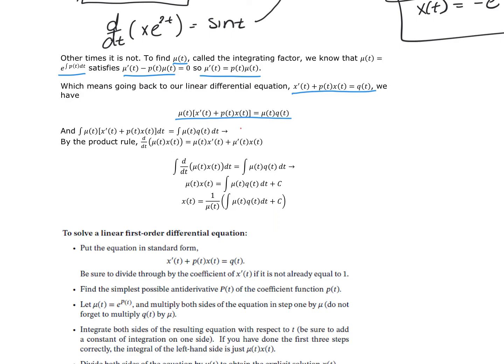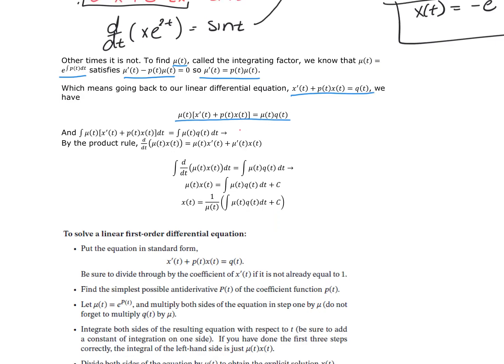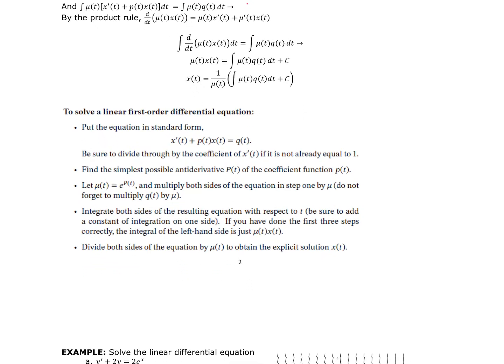So, the first thing we want to do to solve linear first-order differential equations, provided it's not homogeneous, is to put it in standard form. So here it is in standard form. Now we want to make sure that we divide by the coefficient of x prime of t if it's not 1. So if there's a coefficient on x prime of t that's not 1, we want to divide every term by that to make that coefficient 1.